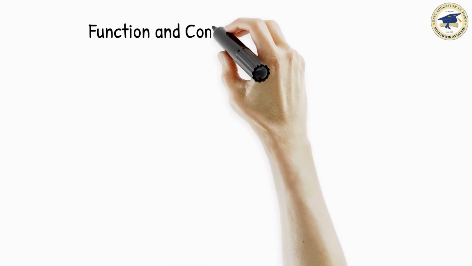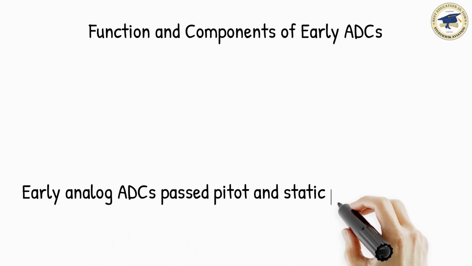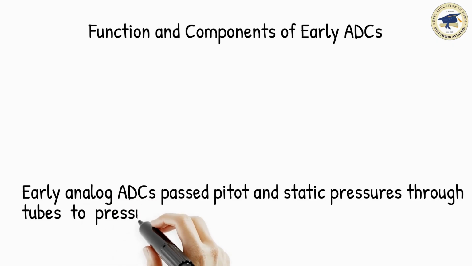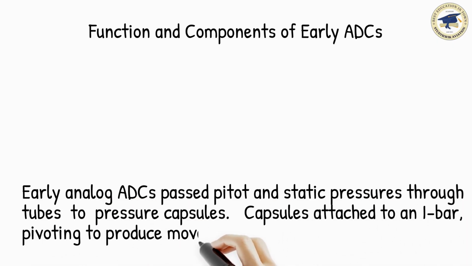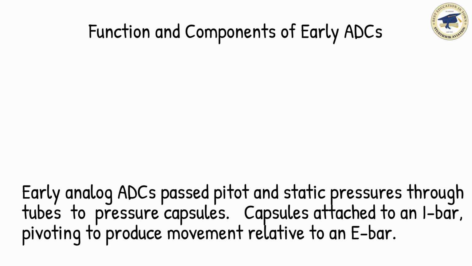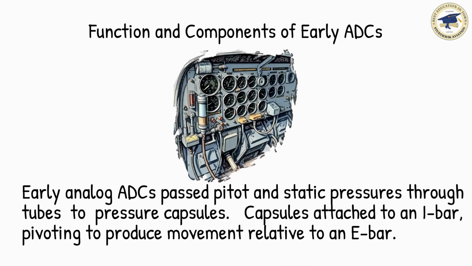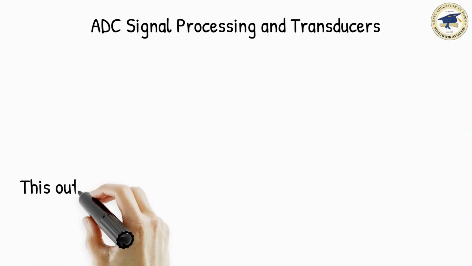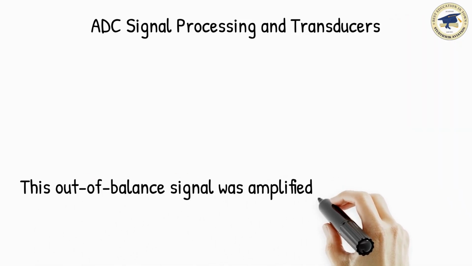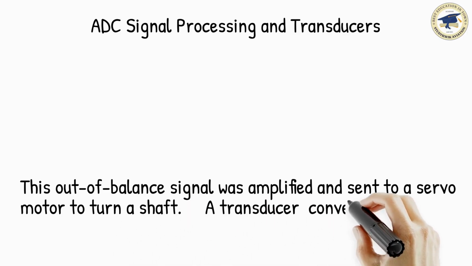Early analog ADCs passed pitot and static pressures through tubes to pressure capsules. Capsules attached to an I-bar, pivoting to produce movement relative to an E-bar. This out-of-balance signal was amplified and sent to a servo motor to turn a shaft. A transducer converts a physical measurement, like pressure, into an electrical signal.